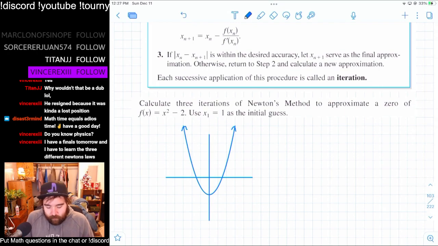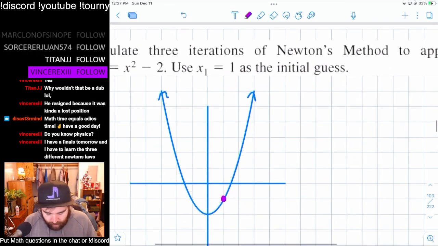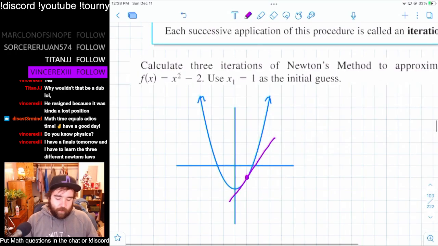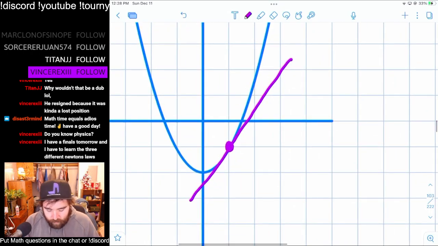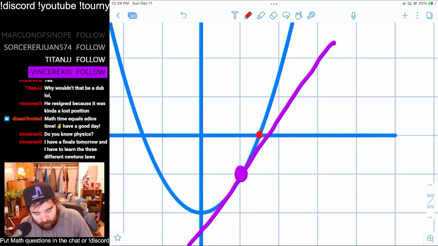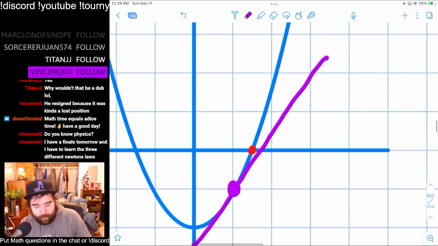They tell us to use x equals 1. So let's start by drawing that point at x equals 1. And we're going to draw the tangent line. I can't perfectly draw the tangent line, but that's roughly what it would be. And what Newton's method is doing, it's trying to approximate this point right here, the 0, the x-intercept. So we're going to do that approximation, and we're going to find that approximate x-intercept. So you see that's an approximate x-intercept.